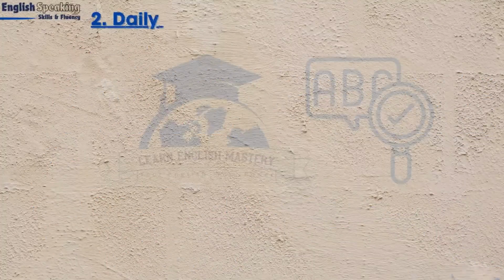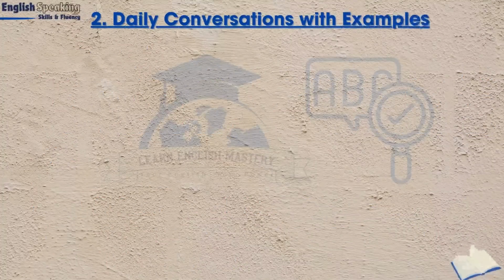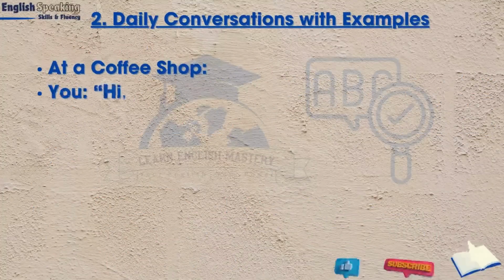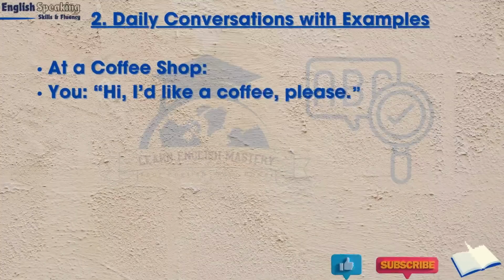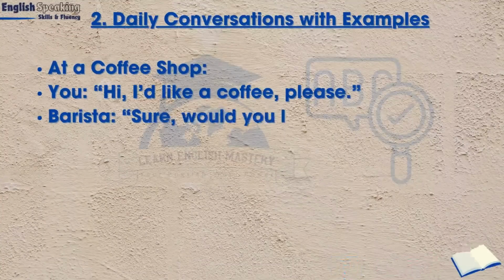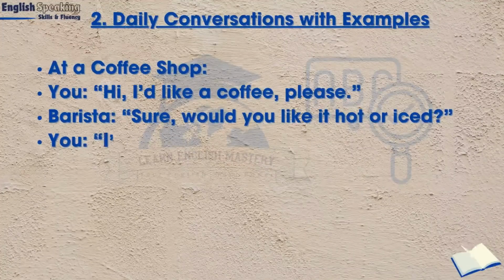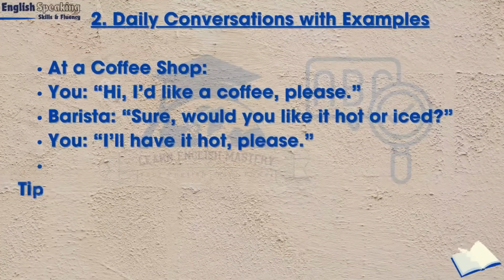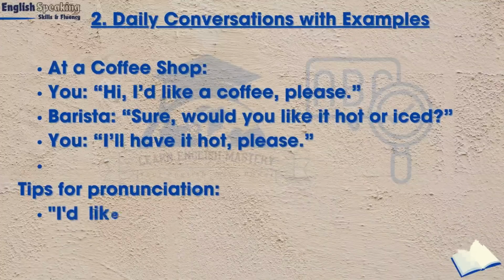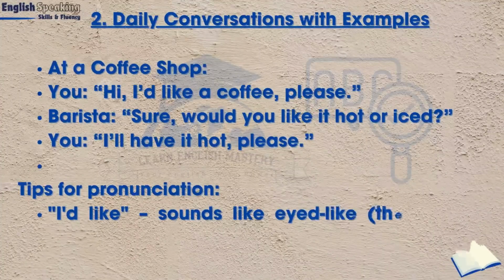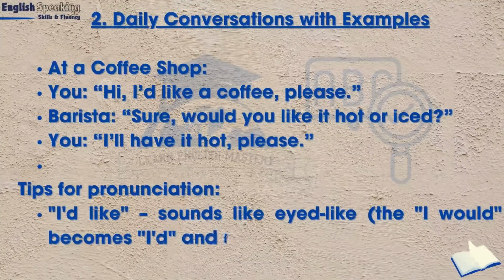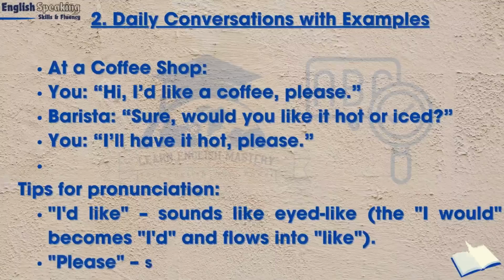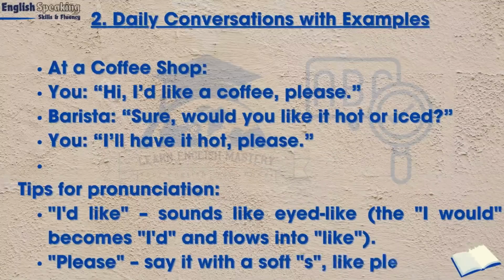2. Daily conversations with examples. At a coffee shop, you: "Hi, I'd like a coffee, please." Barista: "Sure, would you like it hot or iced?" You: "I'll have it hot, please." Tips for pronunciation. "I'd like" sounds like "I'd like," the "I would" becomes "I'd" and flows into "like." "Please," say it with a soft S.